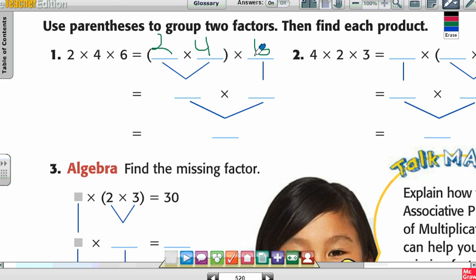So 2 times 4 is? 8. This little line right here just tells you to bring the 6 down. So now I have 8 times 6. So what's 8 times 6? 48.